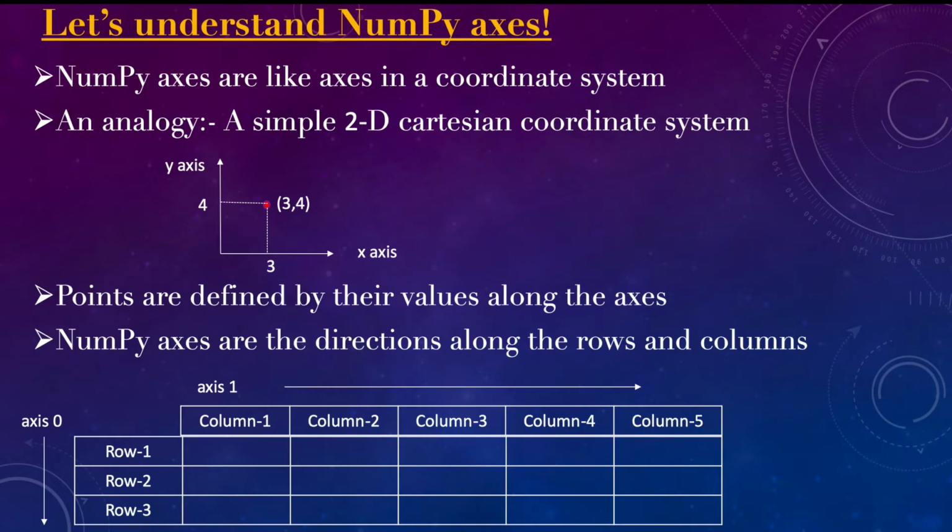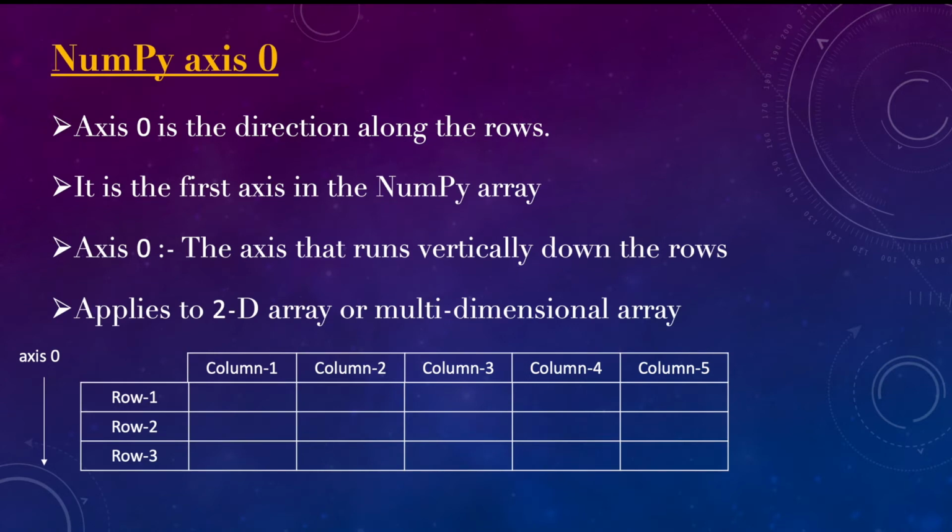Points are defined by the values along the axis in a simple 2D Cartesian coordinate system, with the values of the x-axis and y-axis. So just like Cartesian systems, NumPy arrays also have axes. In a 2D NumPy array, the axes are the directions along the rows and the columns. Array axes in NumPy are numbered. Their numbering starts with 0. This is just like the index values for Python sequences like lists and tuples.